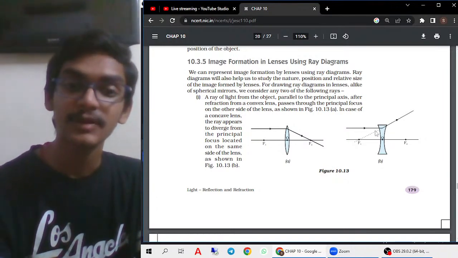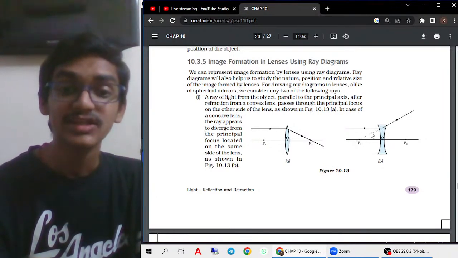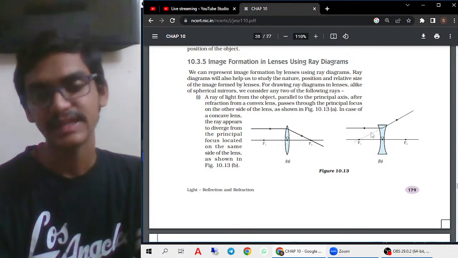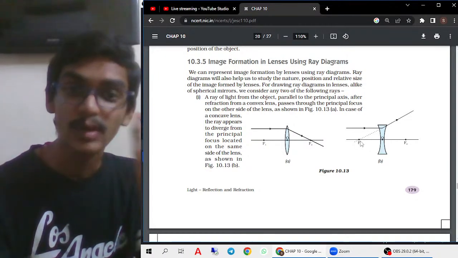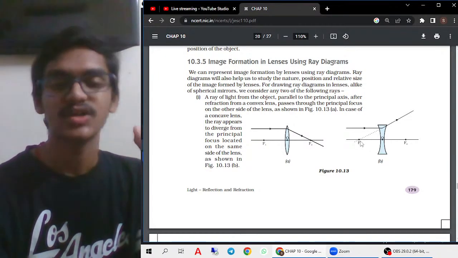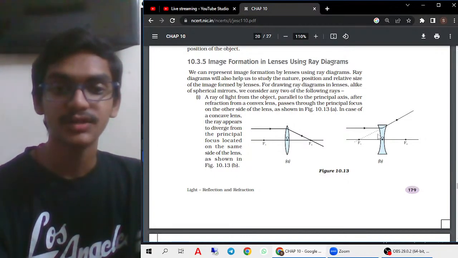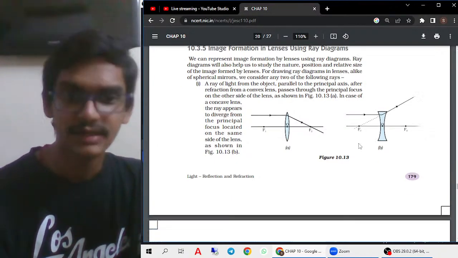So what is actually happening? These light rays are appearing to meet at a point. Therefore, this will always form a virtual image. Okay. So this is appearing to meet at a point, that is F1. So like that you have to remember.